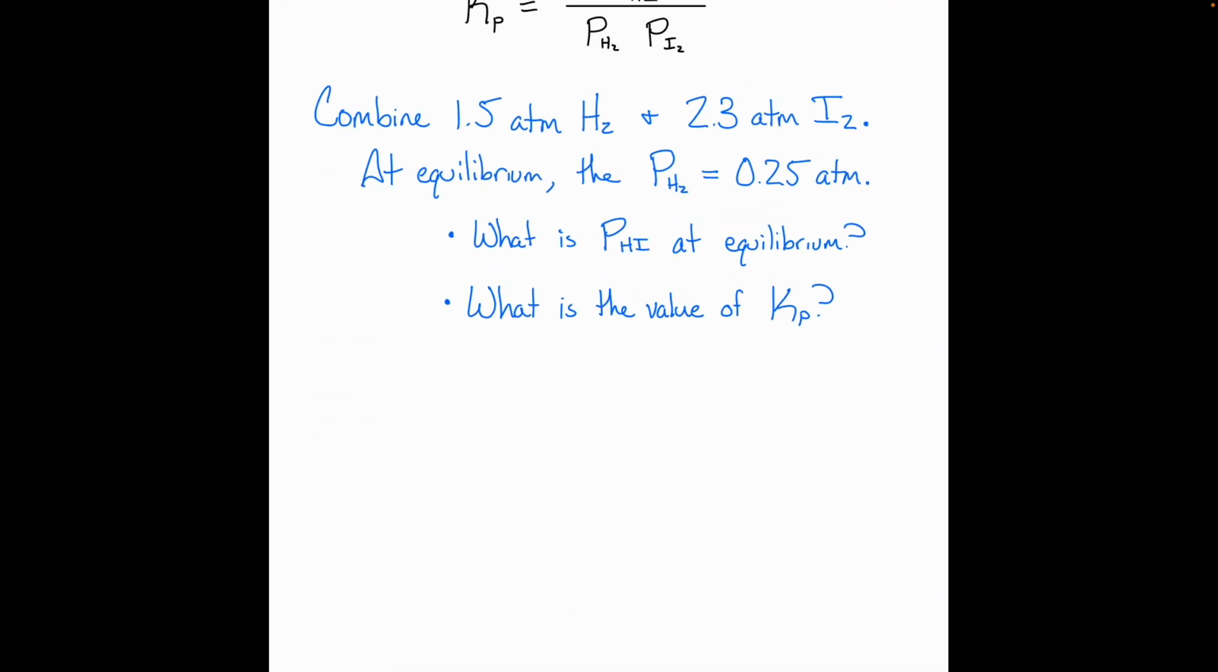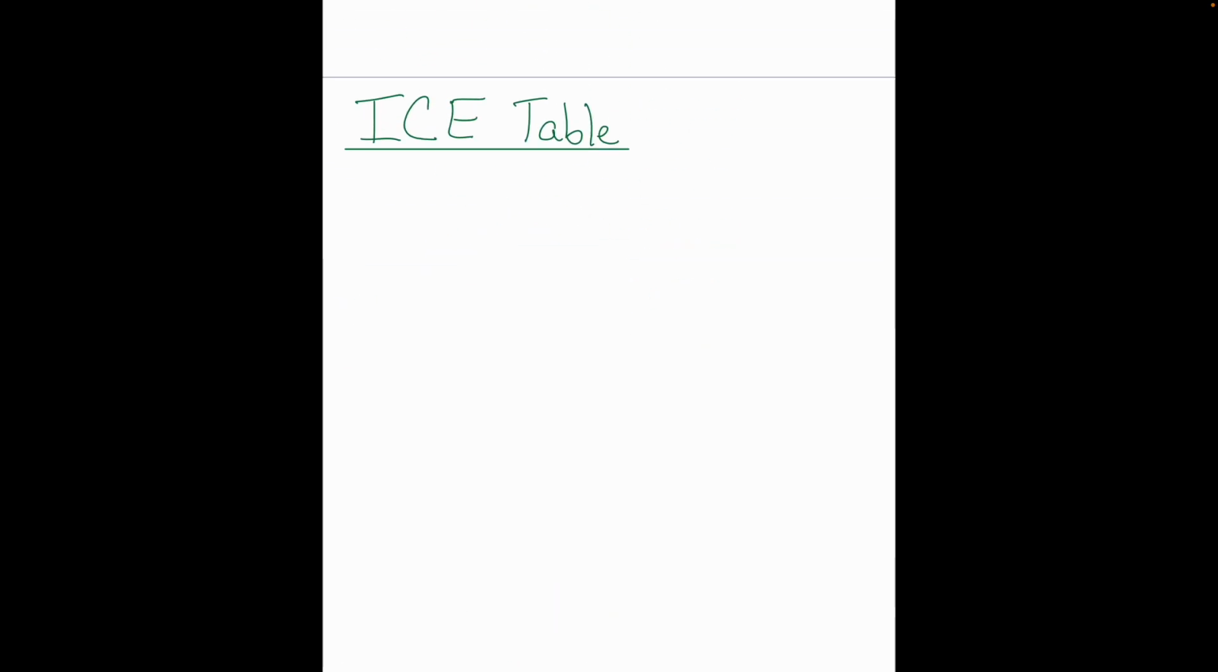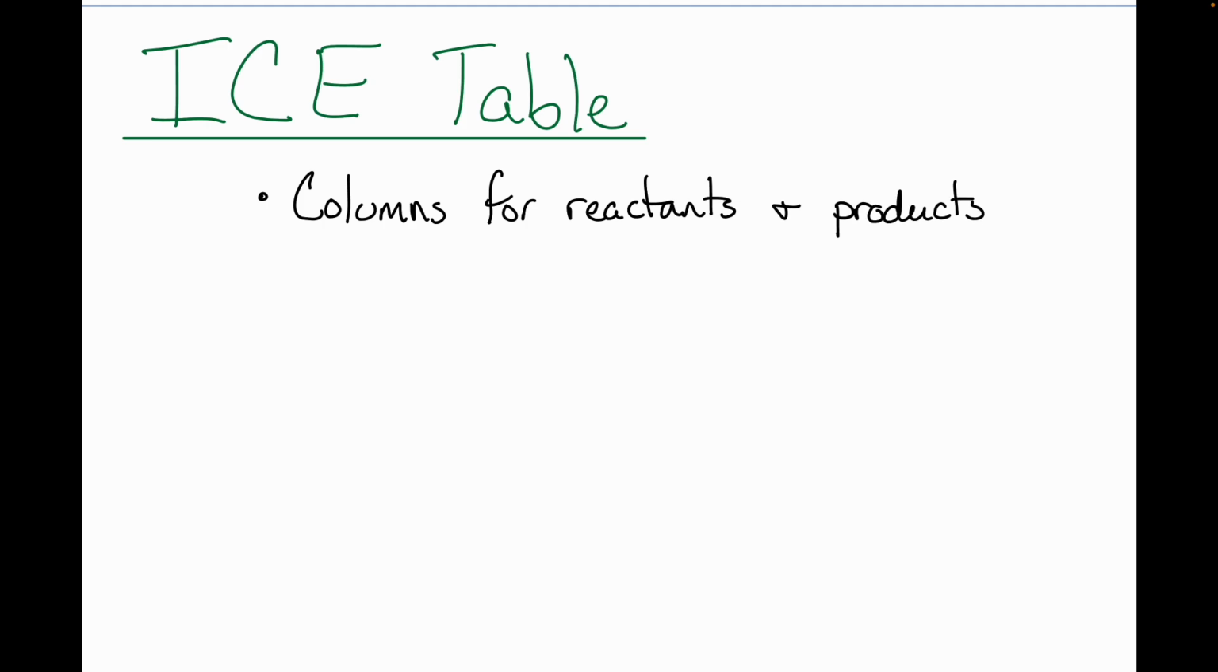Okay, so I'm going to shrink this down a little bit so I got a little bit more room. Okay, so first when we build an ICE table, we're going to make columns for all of our reactants and products. So this table is going to have columns for our reactants and products. And it's going to have 3 rows to it, which we're going to label I, C, and E.